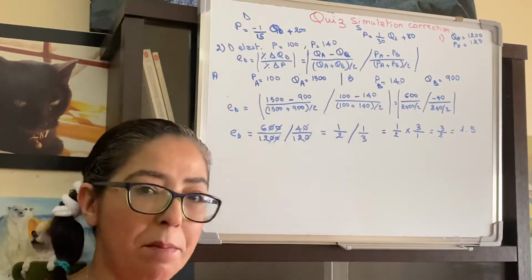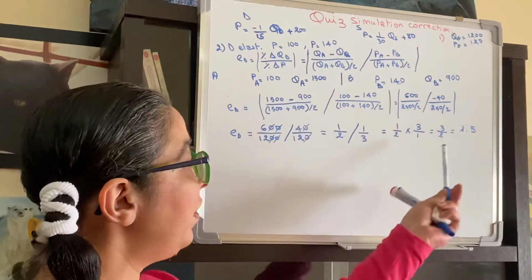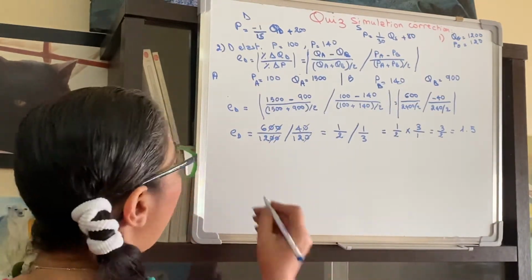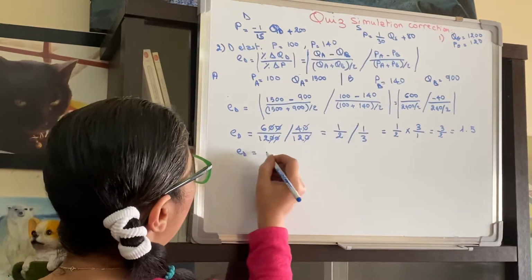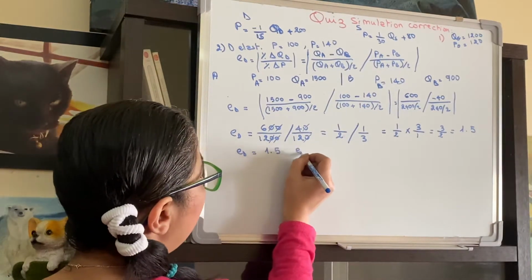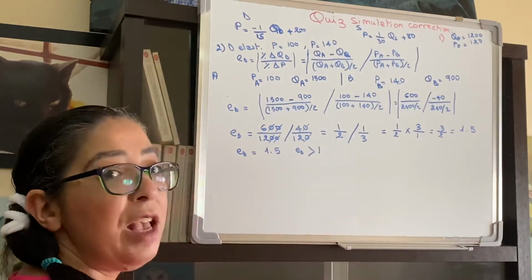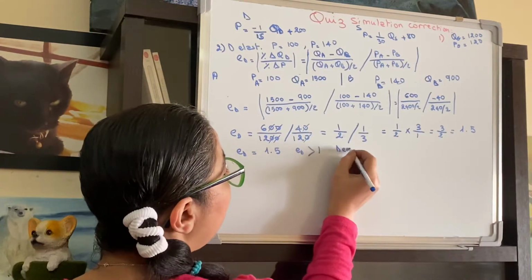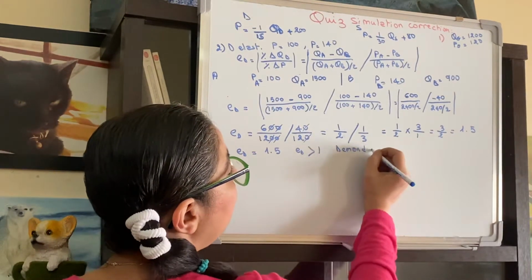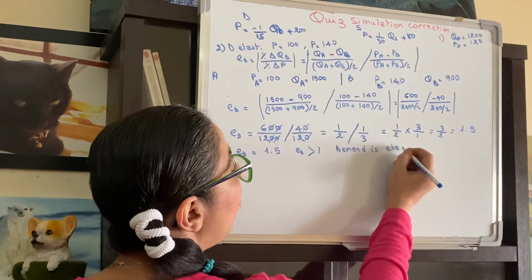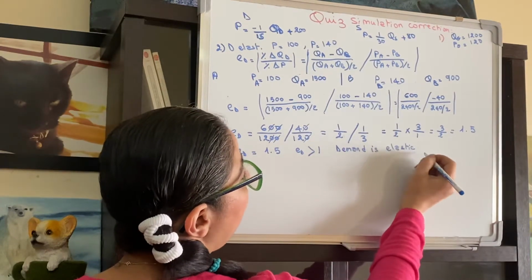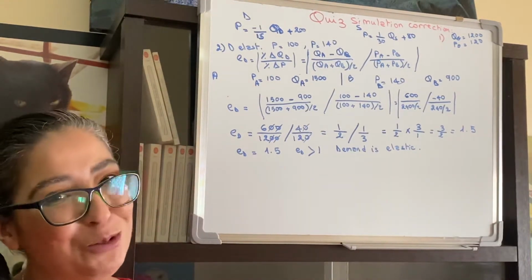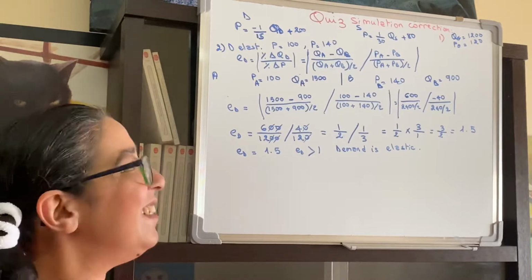Now they asked you to comment. So what is the comment? You simply compare the elasticity with the rules I've given you. What do you notice? ED is equal to 1.5, which means ED is greater than 1. So if ED is greater than 1, you say demand is elastic. So I do have an elastic demand. Okay? Take a screenshot because I have to move on. Okay, guys?